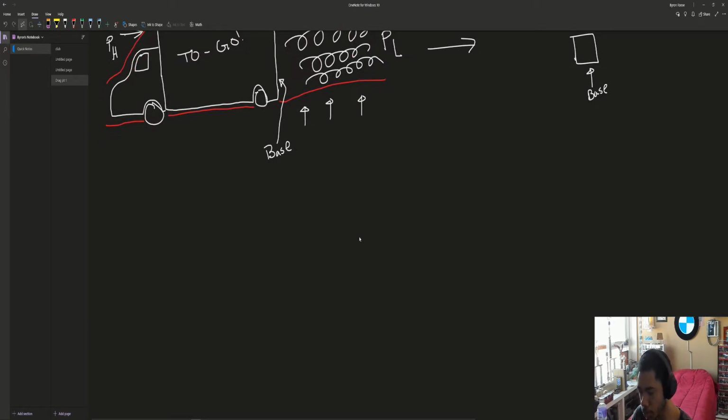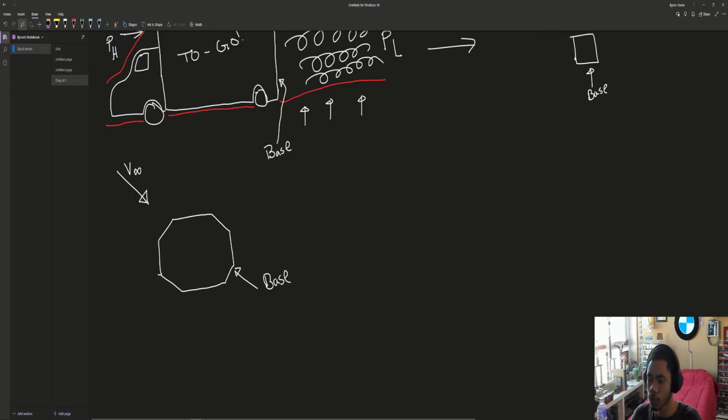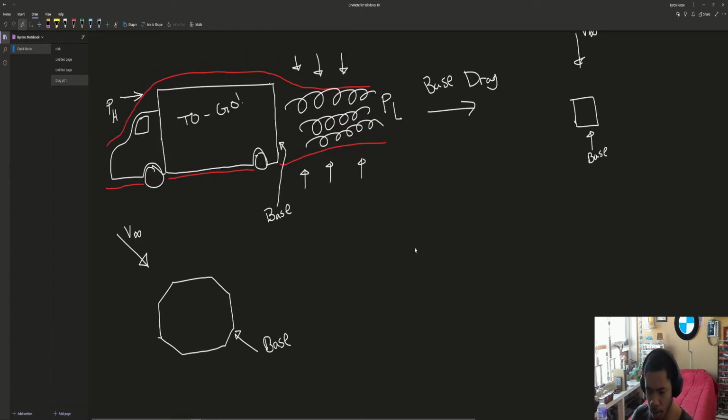If I had an octagon, and the flow of air was like this, right here, this face, would be my base. Let me see here. I'm just trying to think of another cool real world example. Let's say we have a plane. Here's our plane.